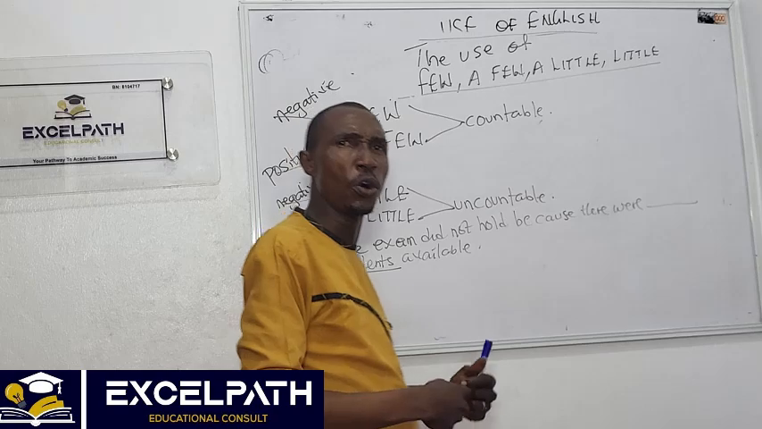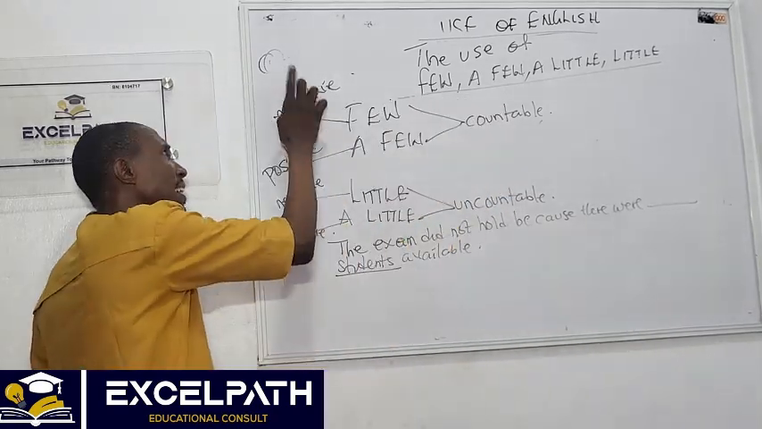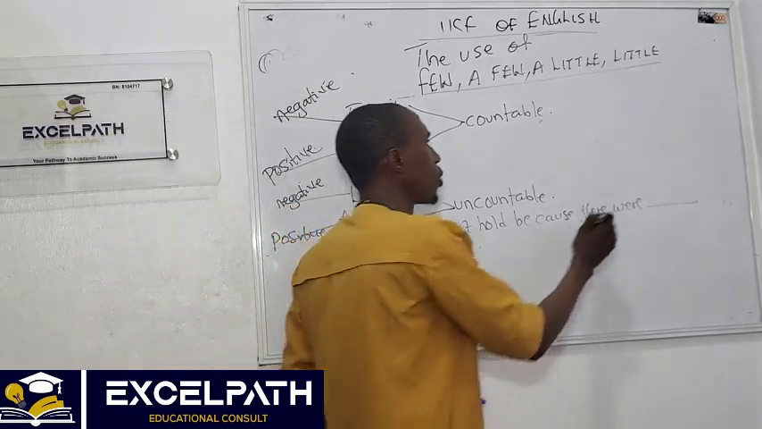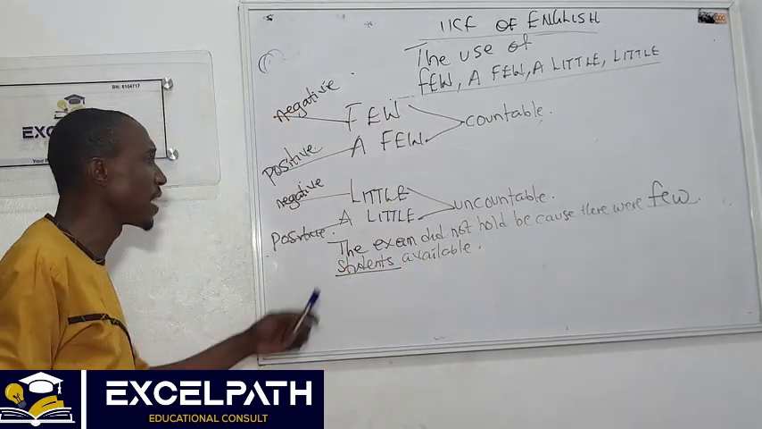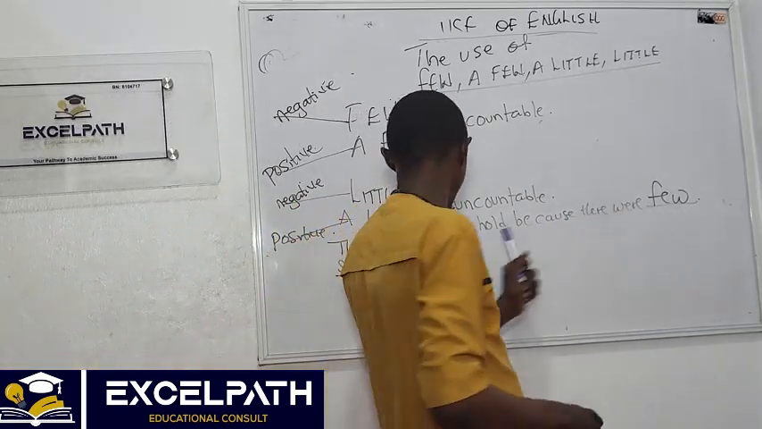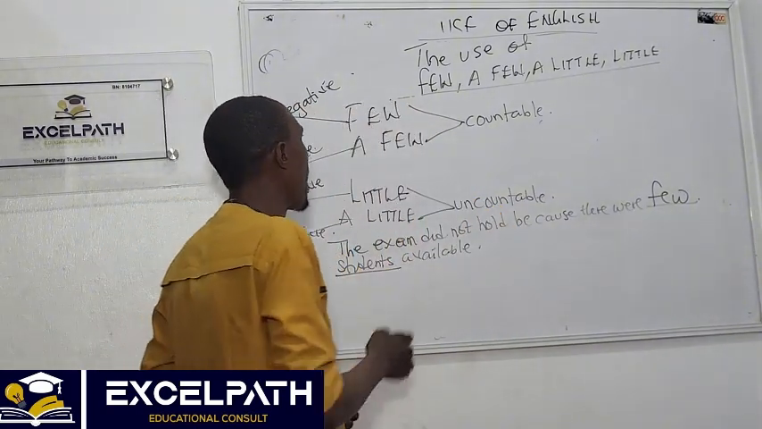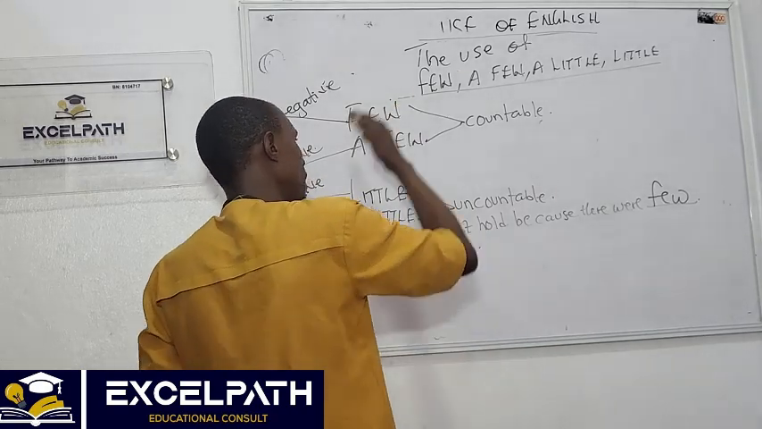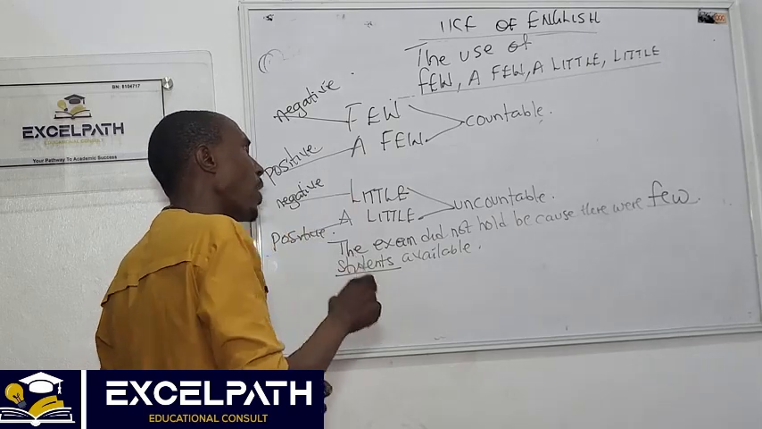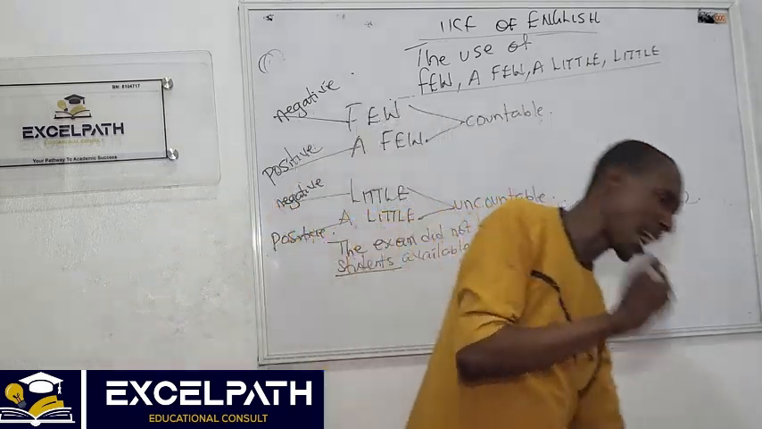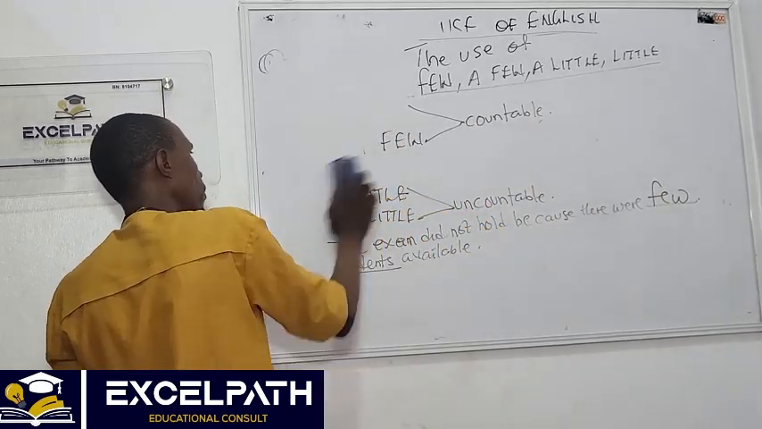Now that the exam did not hold, is it something negative or positive? It's something that is what? Negative. And since it is negative, automatically the answer becomes what? Few. So the exam did not hold because there were few students available. So whenever you want to make use of all these things, identify the first thing, if it is countable and if it is uncountable. If that is done, then picking an answer becomes easier.